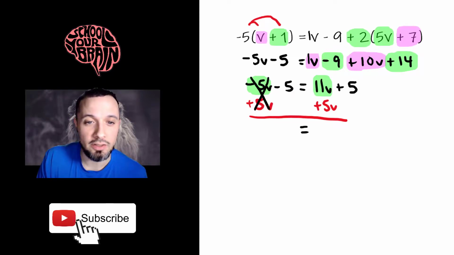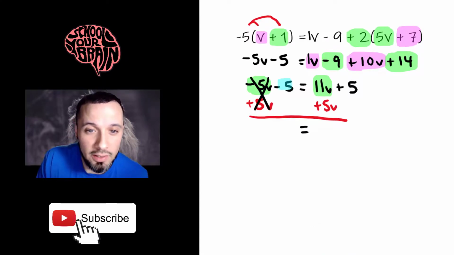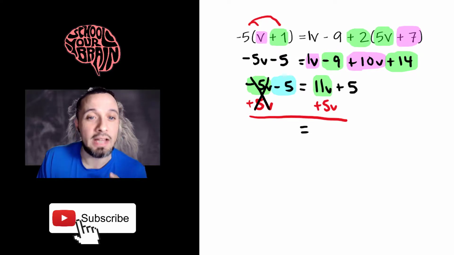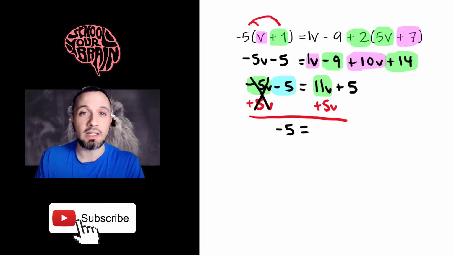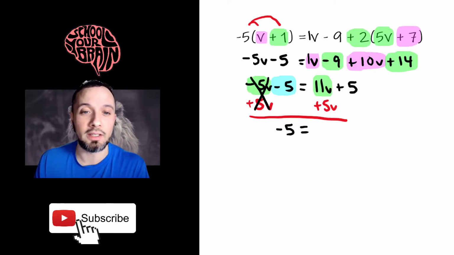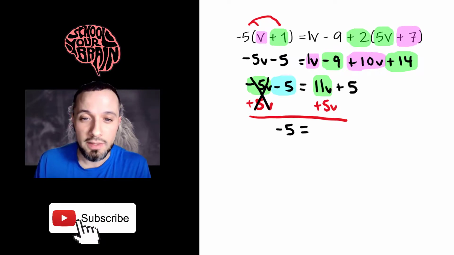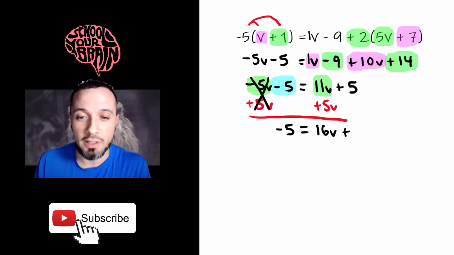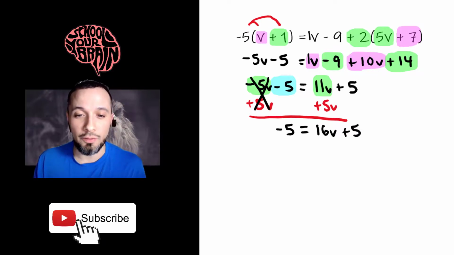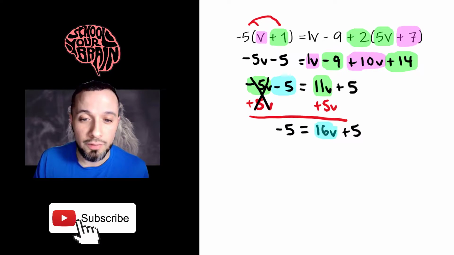-5v plus 5v is a zero pair. That's gone. It cancels out. And again, be very conscious of this right here. This is a -5 you've got to bring down. Not just a 5, a -5. That's a huge mistake, or 99% of your mistakes are going to come from negatives. So be careful with those signs. Then I add up 11v and 5v and I get 16v. Bring down my +5. And don't forget, we're trying to solve for v.